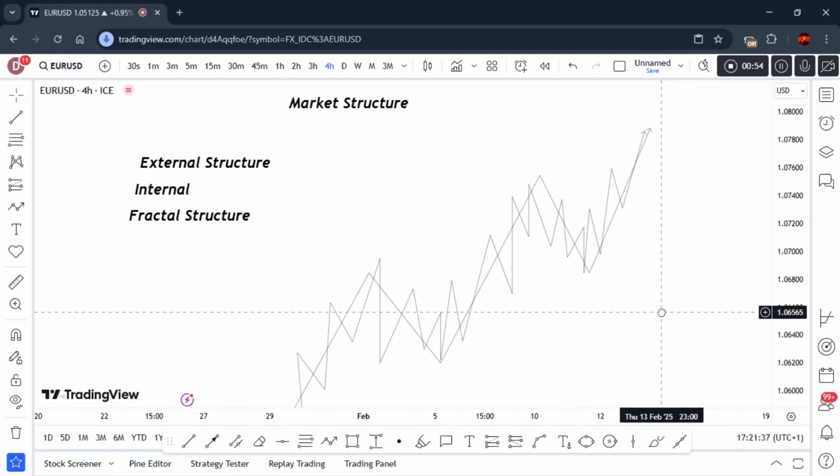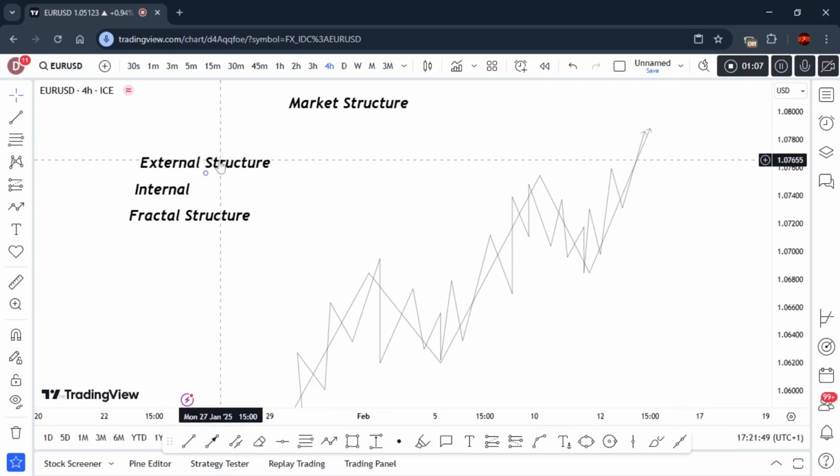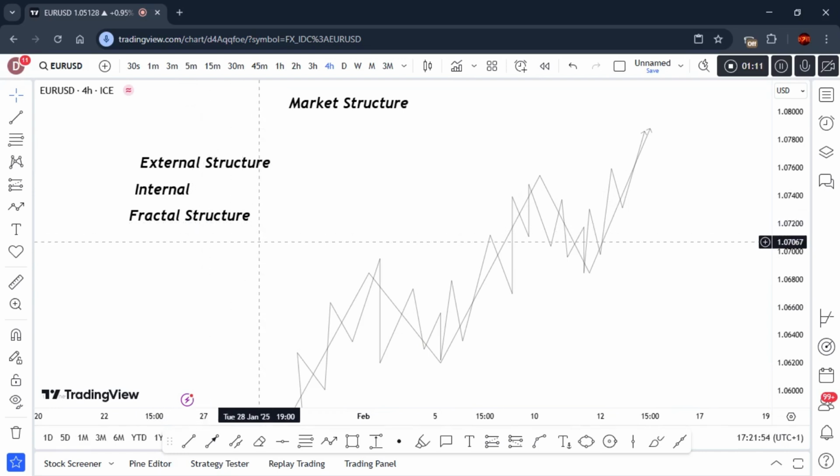Previously I talked to my community members in our WhatsApp community about market structure, the basics, and what the external structure, internal structure, and the fractal structure are all about, which are the three types of structure, right? So I actually talked a lot about this in the WhatsApp community.